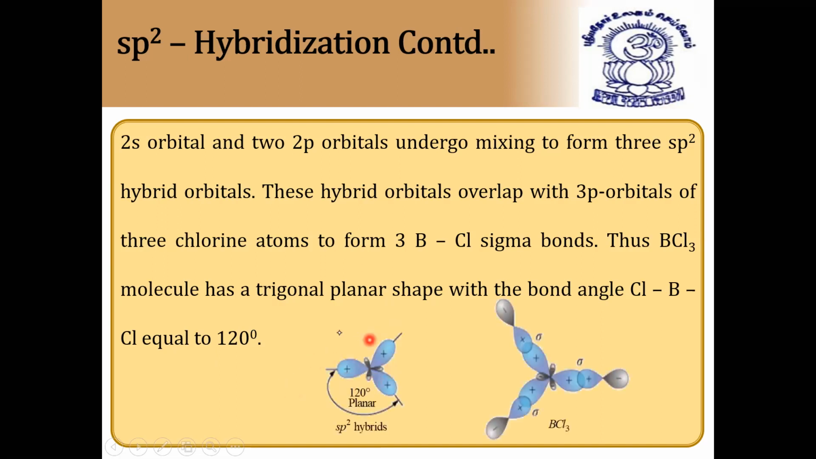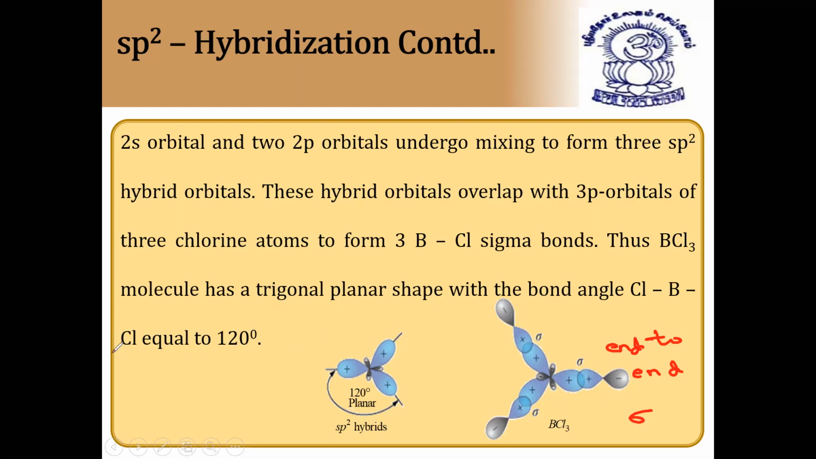So this is called the trigonal planar shape, forming three sigma bonds, 1 sigma, 2 sigma, and 3 sigma, with three chlorine atoms. And they are forming end to end. Here, very important, this is end to end overlapping. Whenever there is end to end overlapping, it leads to the formation of a sigma bond. So on the whole, it forms 3 sigma bonds in BCl3.